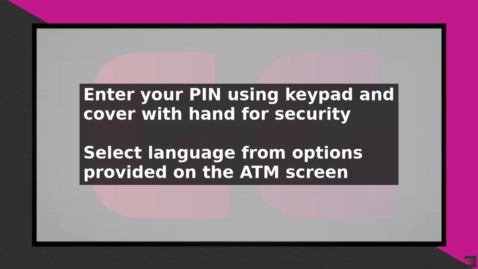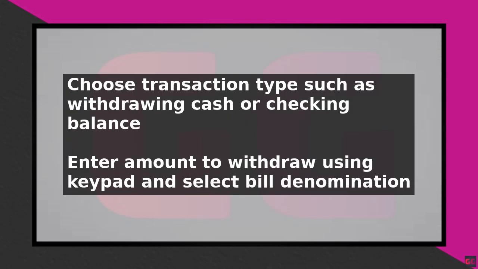If you want to withdraw cash, select the withdrawal option and choose the account you want to withdraw from, such as your checking or savings account. Then, enter the amount you want to withdraw using the keypad. Make sure to enter the correct amount, as the ATM will dispense the exact amount you enter.